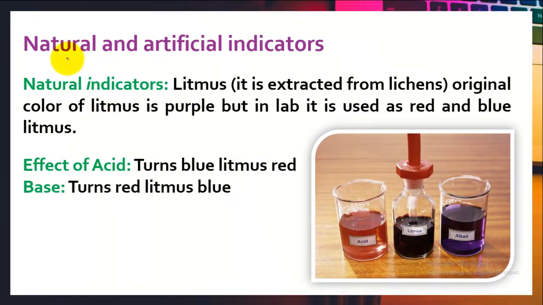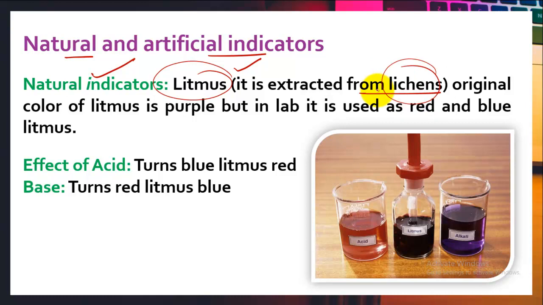So the indicators are classified into two categories. They can be natural indicators, or they can be artificial indicators. Natural indicators are those which are obtained from plants and animals, that is, they are naturally occurring. For example, the popular natural indicator is litmus. Litmus is extracted from lichens, which are an association of fungi and algae.